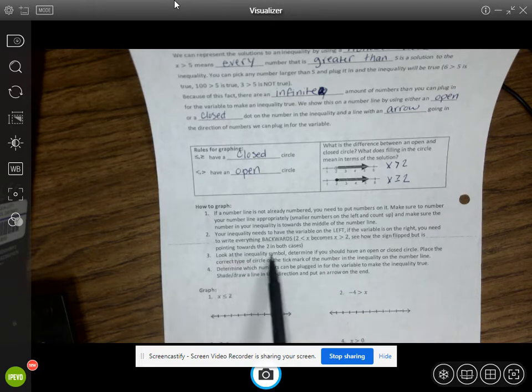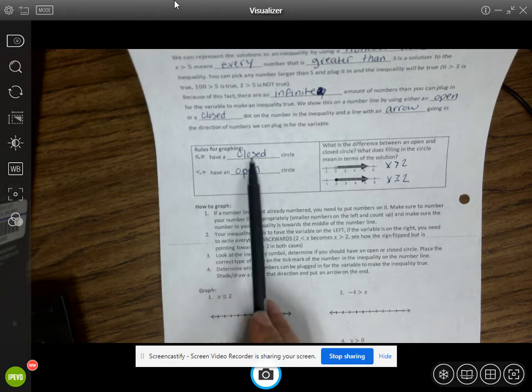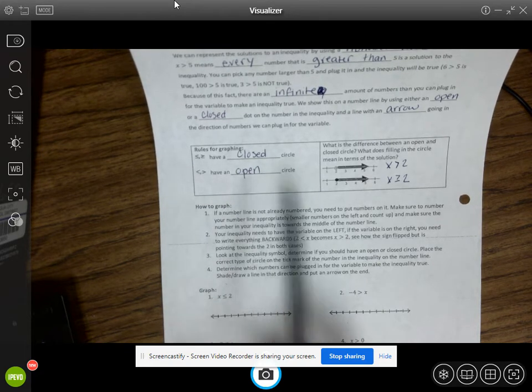Then you're going to look at your inequality symbol. You're going to determine if you have an open or a closed circle based on your symbol. Remember, if it has the or equal to, it's closed. If it does not, it's open.